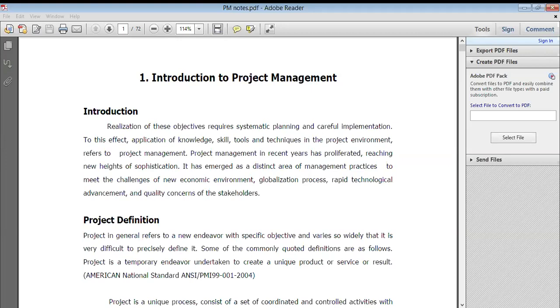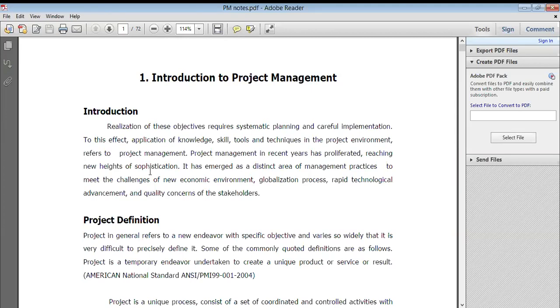Okay, now the main important subject. First unit we have started: what is project management, what are the objectives, what is the role, the definitions, the charts and all. Okay, so first is the introduction. Project management is realization of the objectives. Any objectives require systematic planning, careful implementation, right? To this effect, application of knowledge, skill, tools and technique in the project environment refers to project management.